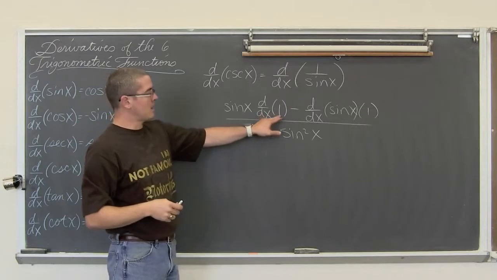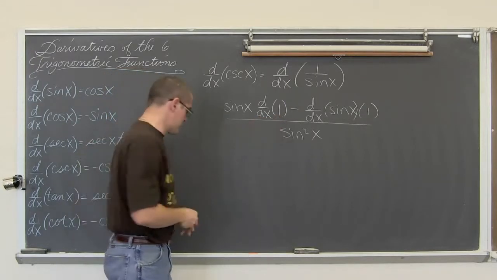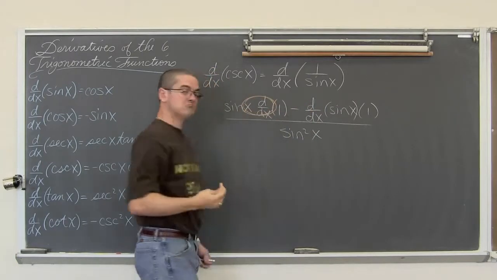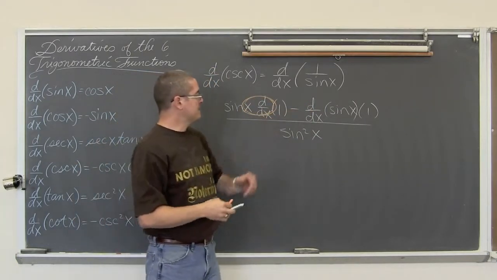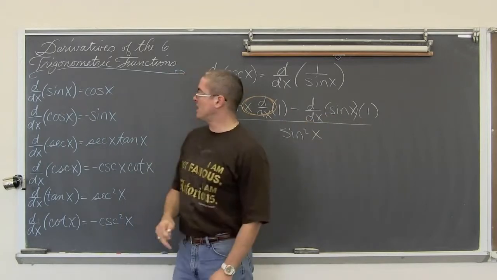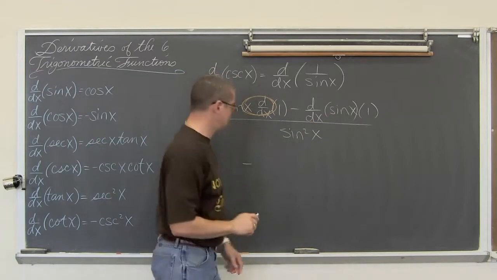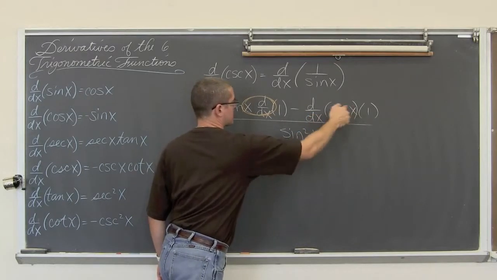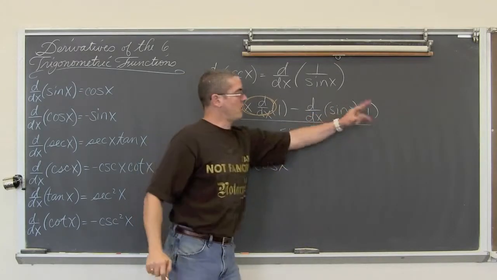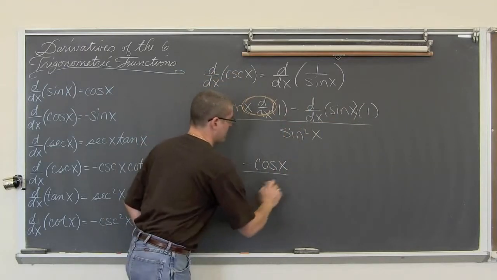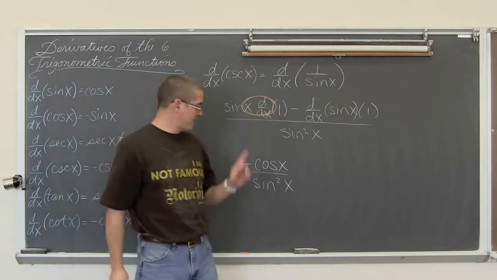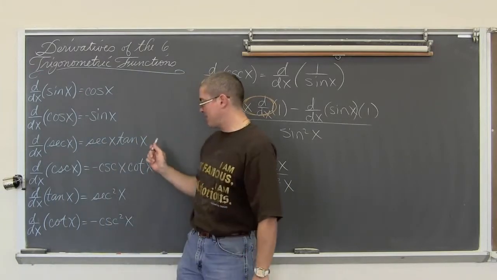So the derivative of a constant is equal to 0. So this first term in the numerator is just going to be 0. Minus, so we have minus the derivative of sine, which is equal to cosine. So the derivative with respect to x of sine of x is equal to cosine of x times 1. All right, so over sine squared x.